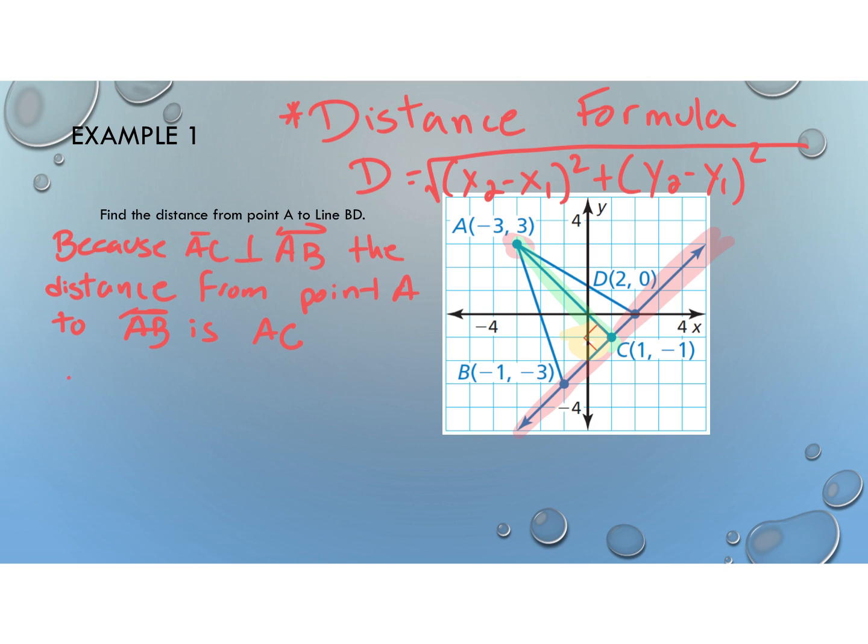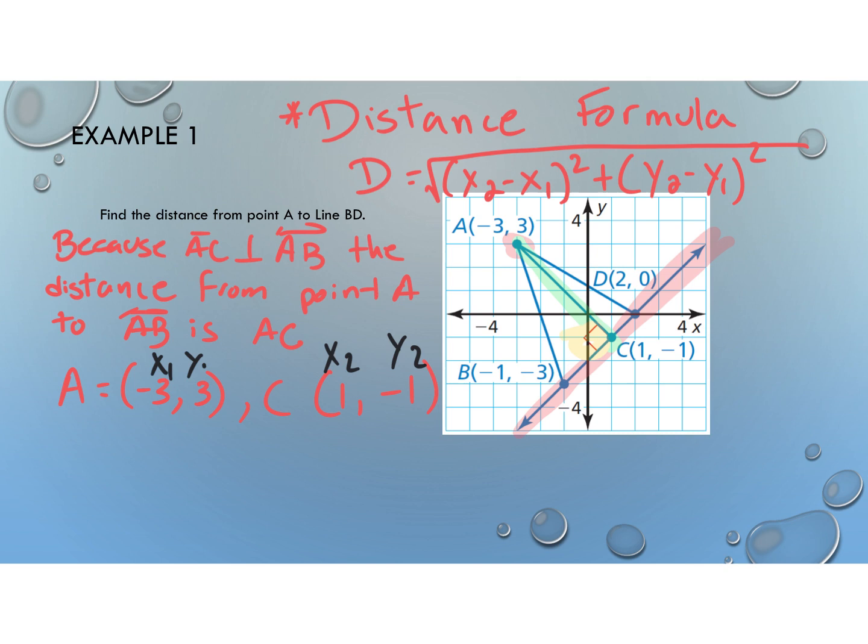Alright guys, I'm going to write the points. If you had a chance to work it out while I was writing, that's awesome. If not, I will write it in as well. So points A are -3, 3, and points C are 1, -1. I'm going to choose C to be the 2s, so x2, y2, and I'm going to choose A to be x1 and y1. Now let's plug it in.